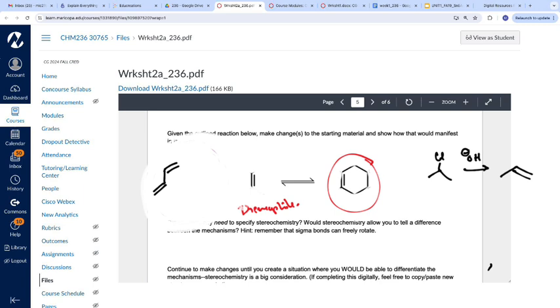Still can, though. It still can, because what could it do? It rotates. It can do the rotation to bring it into alignment so that it could react. Okay? So you could look at your starting material and be like, oh, that doesn't look like the C shape, so it doesn't work. Sigma bonds are allowed to rotate. Don't let that misguide you.